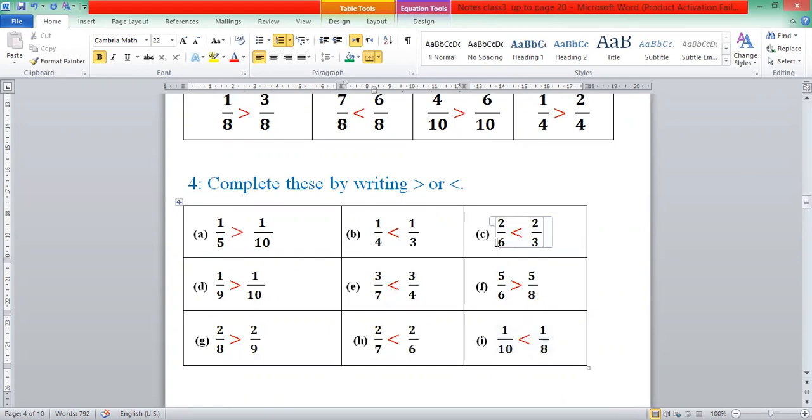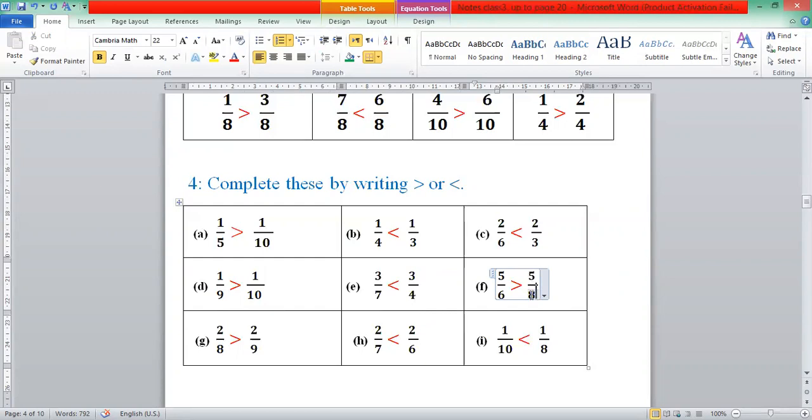Here 2 over 6 and 2 over 3. 2 over 6 is smaller than 2 over 3. Here 1 over 9 is greater than 1 over 10. Here 3 over 7 is smaller than 3 over 4. Here 5 over 6 is greater than 5 over 8. Don't think that because this 8 is greater, therefore it is greater. It is wrong. 5 over 8, the area covered by 5 parts.